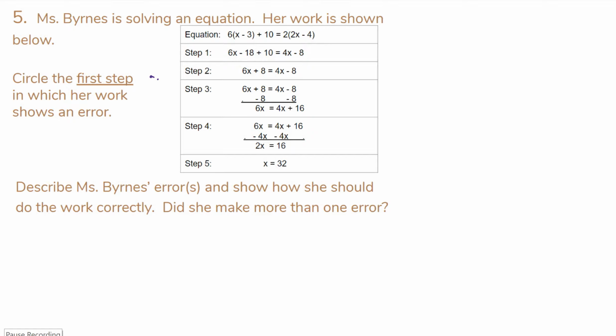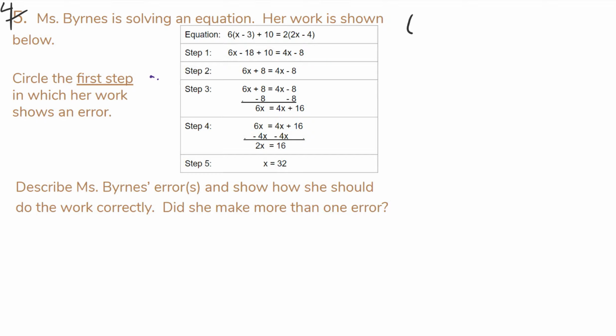This is Chapter 2 review. This is problem number 4. It says, Miss Burns is solving an equation. Her work is shown below. Circle the first step in which her work shows an error.